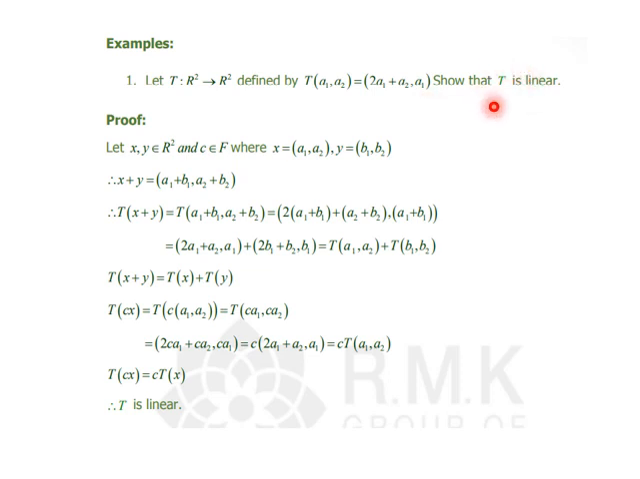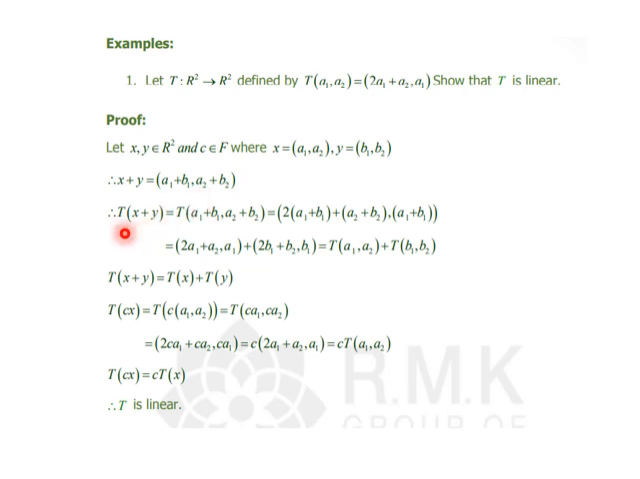Now we are going to check whether T is linear. Let us consider two elements from R square and one element C from F. They are elements of R square, so they will have two components. I am taking X as A1, A2 and Y as B1, B2. Now we will show that T of X plus Y is Tx plus Ty. So first let me find X plus Y. The first component gets added to the first component, so it is A1 plus B1. The second component is added to the second component, A2 plus B2.